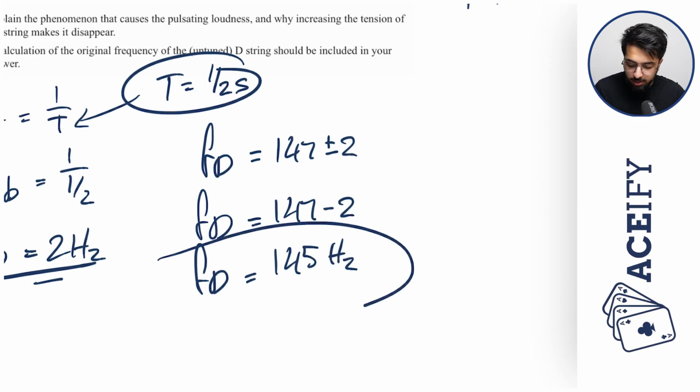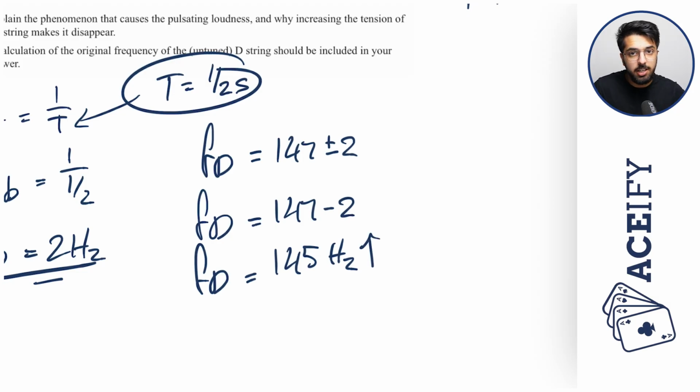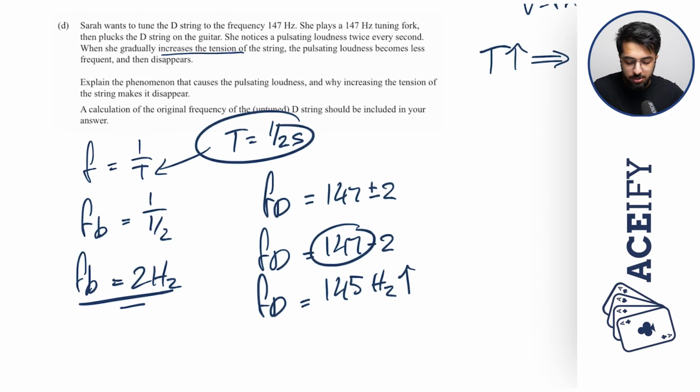We had our original frequency on our D string, and we are hearing beats, so we increase the tension on the string, therefore increasing the wave speed in that string, and therefore increasing the frequency. And we keep increasing it until we no longer hear beats, and when we no longer hear beats, that's when we are equal to 147. And so you can write that all on.